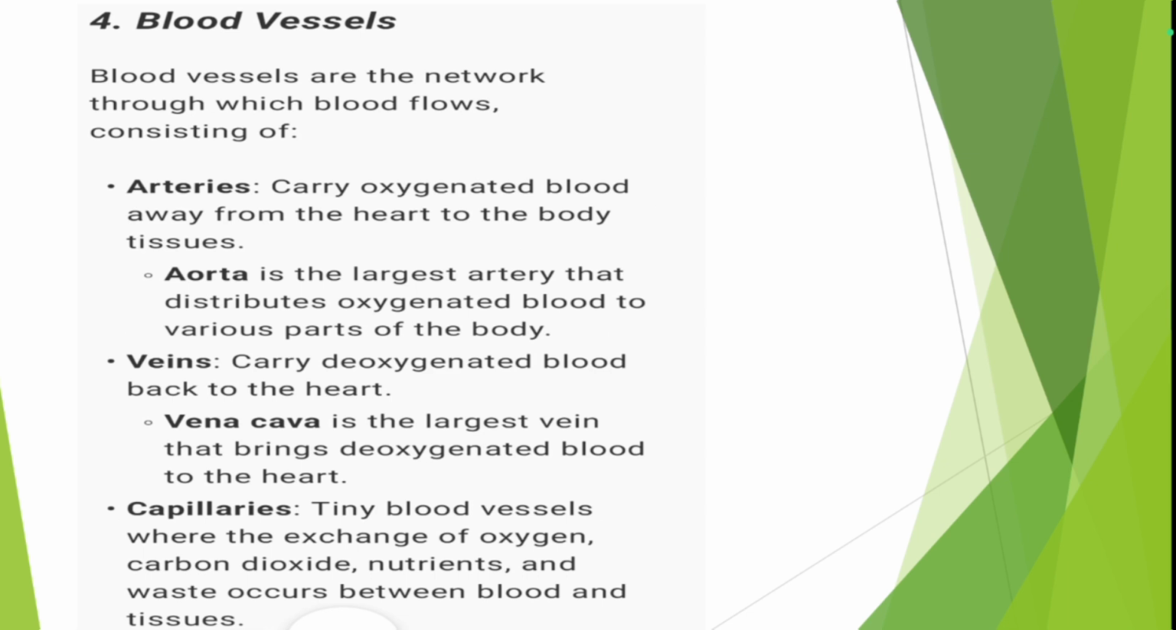Then coming to capillaries. Capillaries are the tiny blood vessels where the exchange of oxygen, carbon dioxide, nutrients and waste occurs between blood and tissues. Capillaries are small blood vessels looking like tubes, very thin tubes which are not visible to us. They help in the exchange of all the useful things and the harmful things among the tissues.